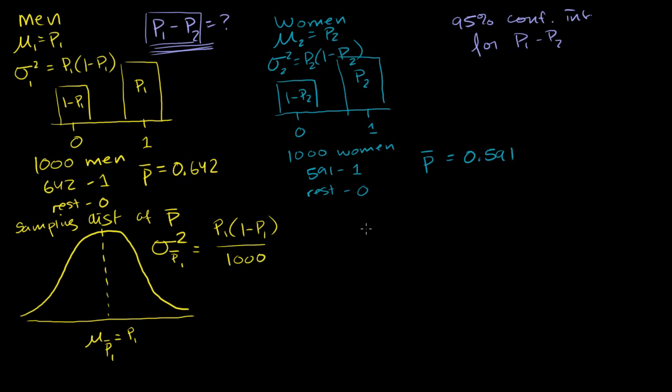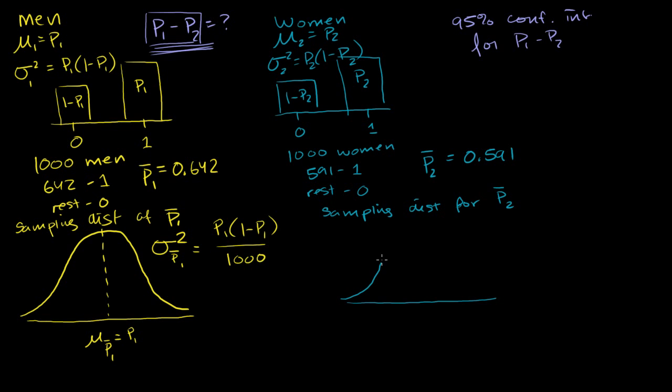And we can do the exact same thing for the women. So this is the sampling distribution. Let me write over here. This is the sampling distribution for P2 bar, or this sample mean over here. Let me put a 1 over here, to remember this is all for the men, and then this over here is all for the women. Can't forget those 2's over there.